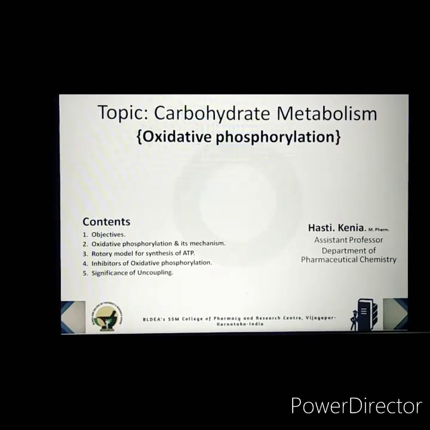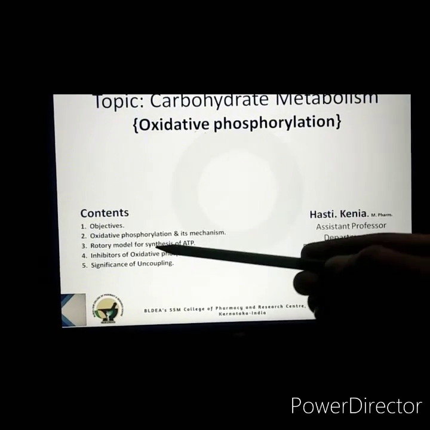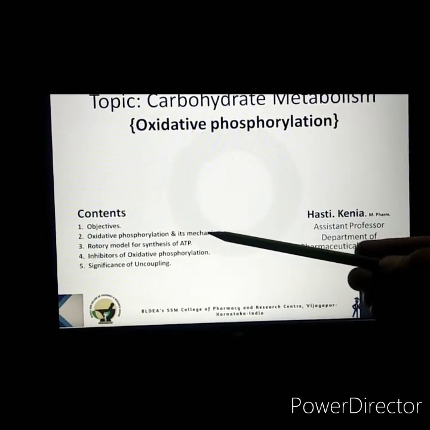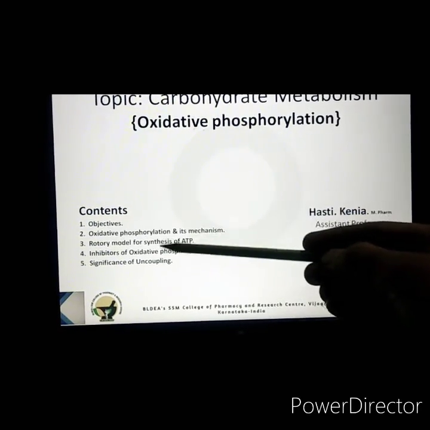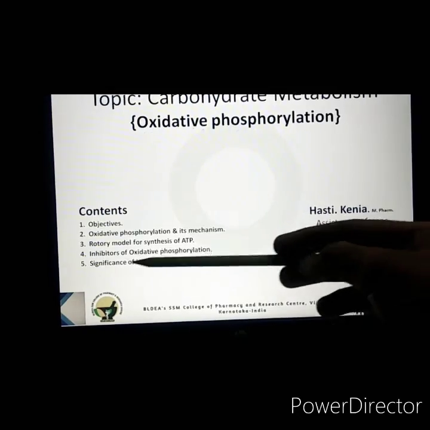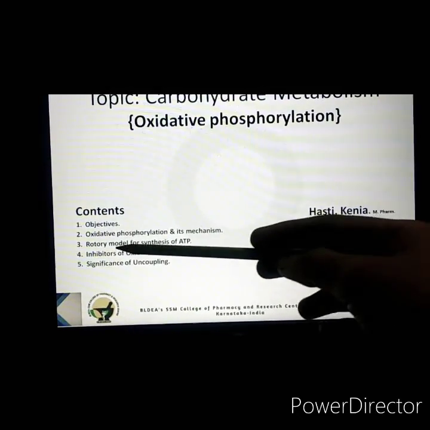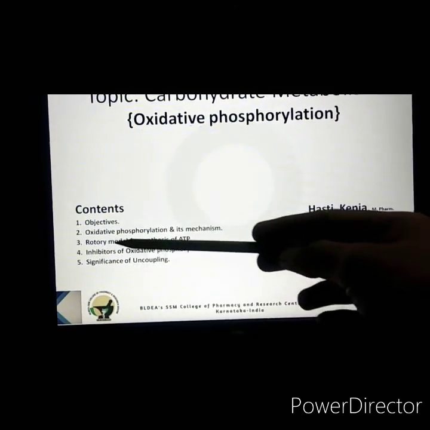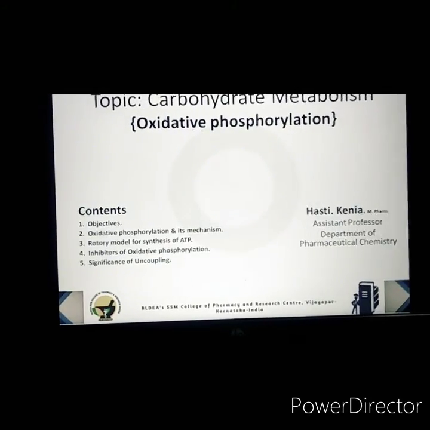In oxidative phosphorylation we will learn the different mechanisms, how it is carried out, and how the rotary model of ATP synthesis works. We will also learn how oxidative phosphorylation is inhibited and what is the significance of these inhibitors. So let us start.